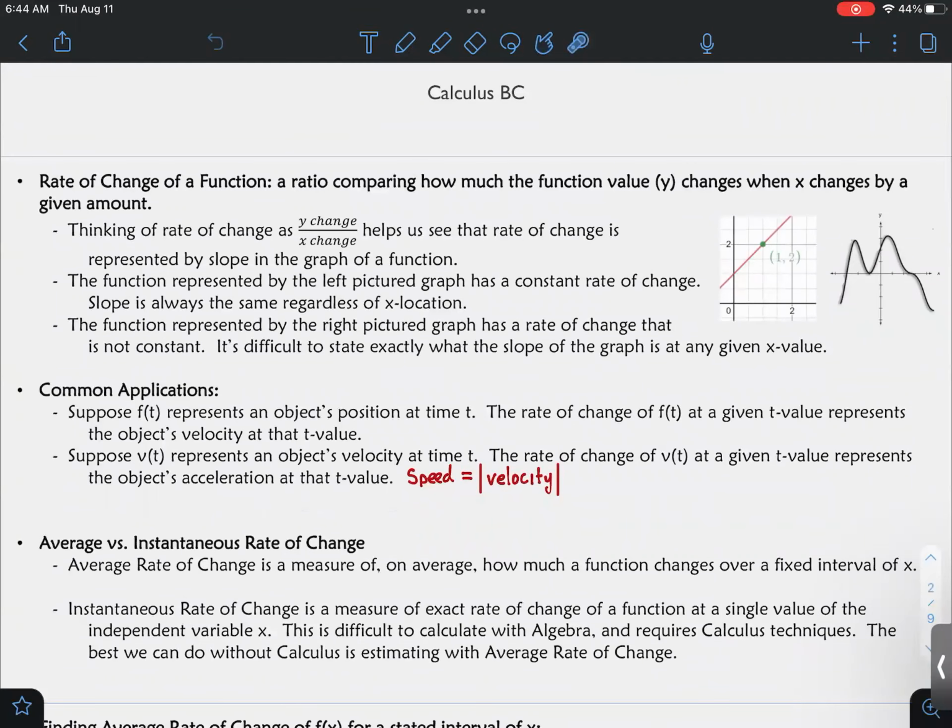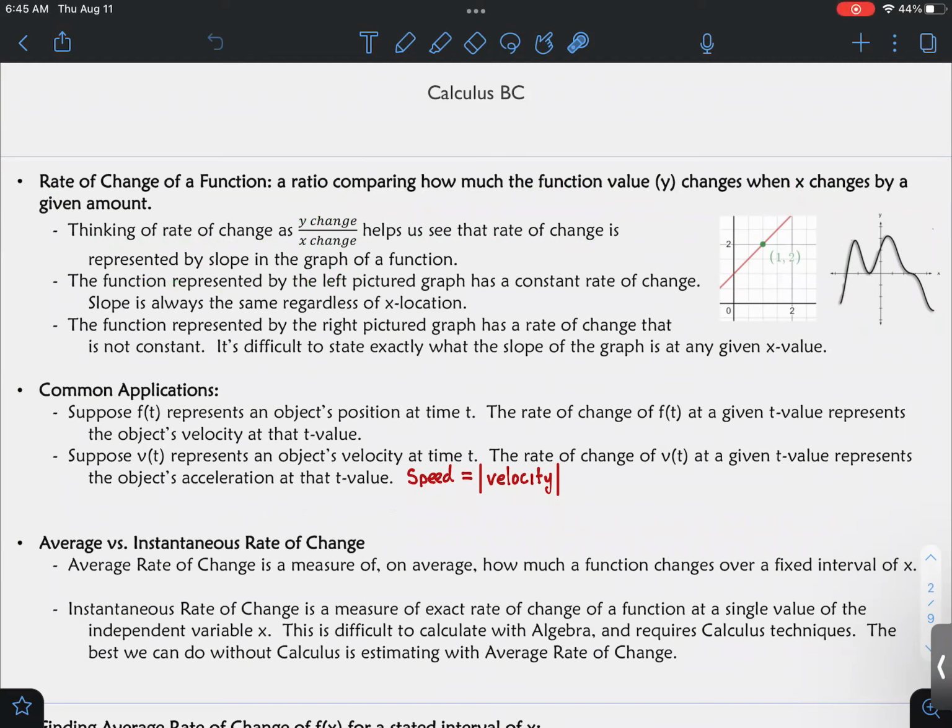All right, a rate of change of a function. Rate as in ratio, a ratio comparing how much a y value changes when x changes by a certain amount. Being a ratio, we can write it as a fraction, so it is helpful to think of a rate of change as a fraction of y change over x change, which is what helps us to see that rate of change is represented by slope in a graph, okay?